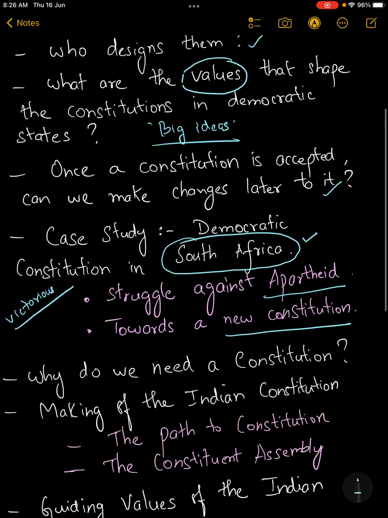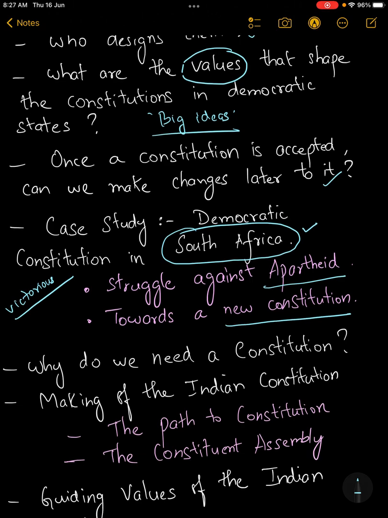And then after the case study of South Africa's constitution, we will discuss the fundamental question as to why we need a constitution, right? That is, what is the need for this document, what purpose does it serve, what is the grand idea behind its existence. That is something that we will be discussing, right?